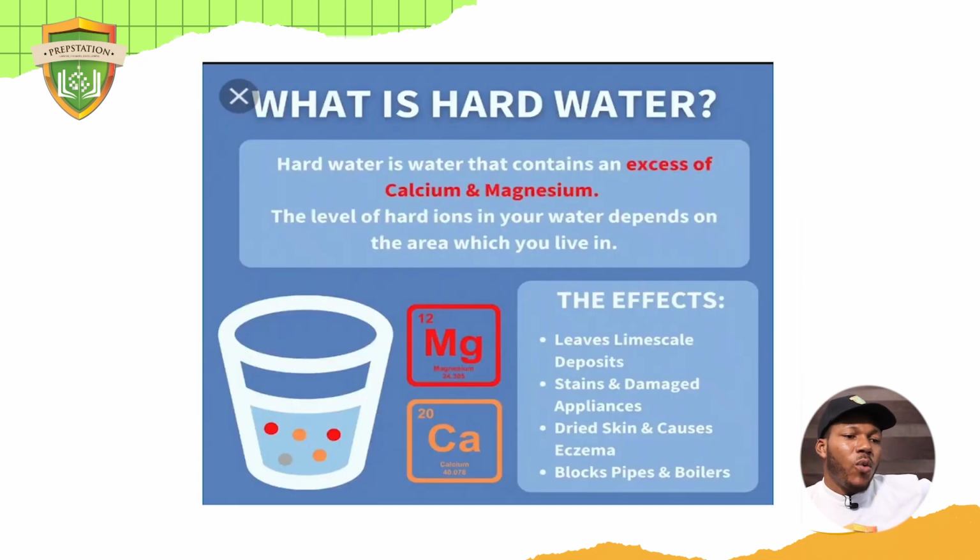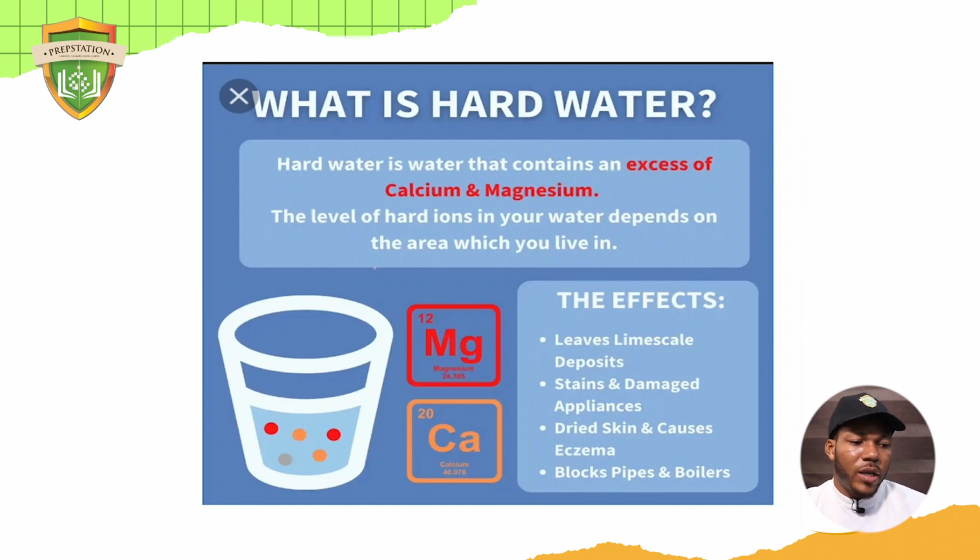Now, what is hard water? Water that forms scum with soap is called hard water. It does not really lather very well when soap is used. What causes it? The presence of magnesium and calcium ions in the form of chloride, sulfate, and carbonate. So it causes scum; it doesn't lather very well with soap, so we call it hard water.